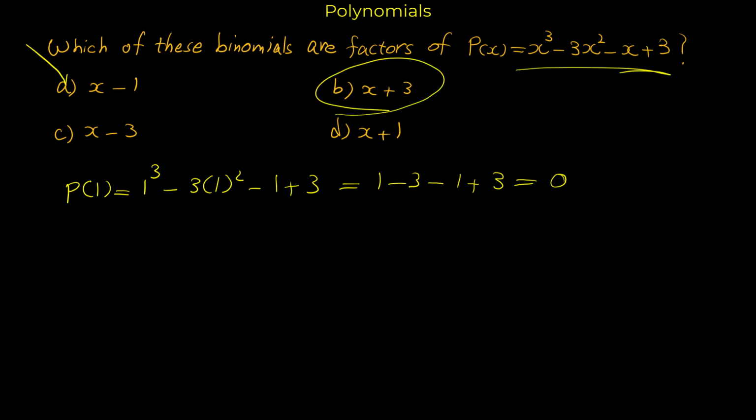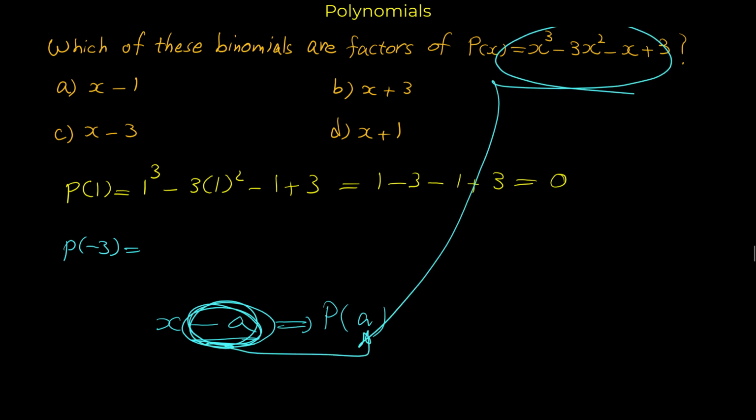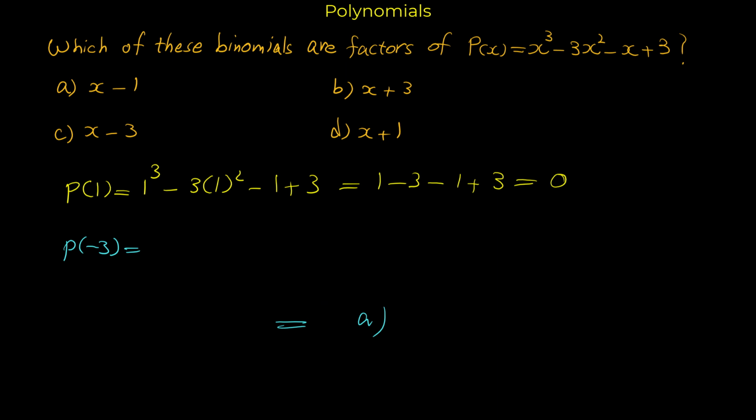Now we want to know whether x plus 3 is also a factor of that polynomial or not. How can we check it based on the factor theorem? It's very simple. We plug in negative 3. Attention, x minus a is a factor if p of a is 0, and here you have to plug in the opposite sign of the number that appears in the binomial. So to check whether x plus 3 is a factor or not, you have to plug in negative 3 in the polynomial. If it is 0, it's a factor. If it's not 0, it's not a factor.